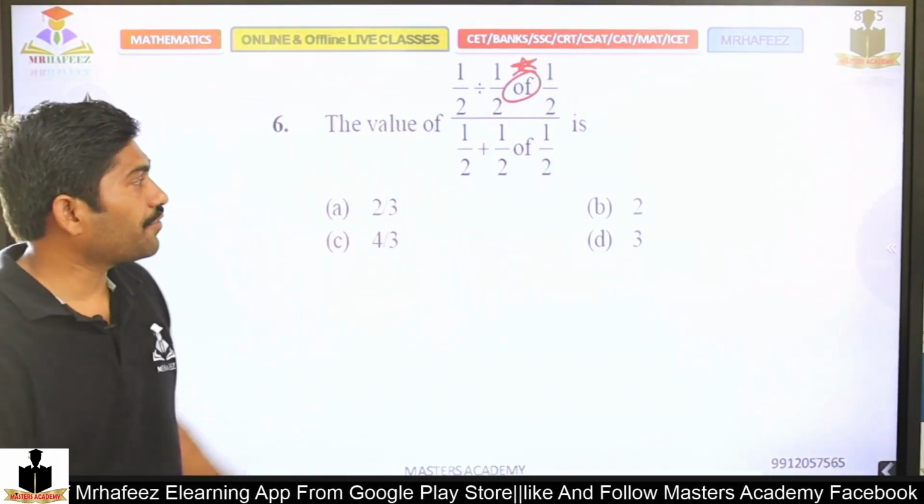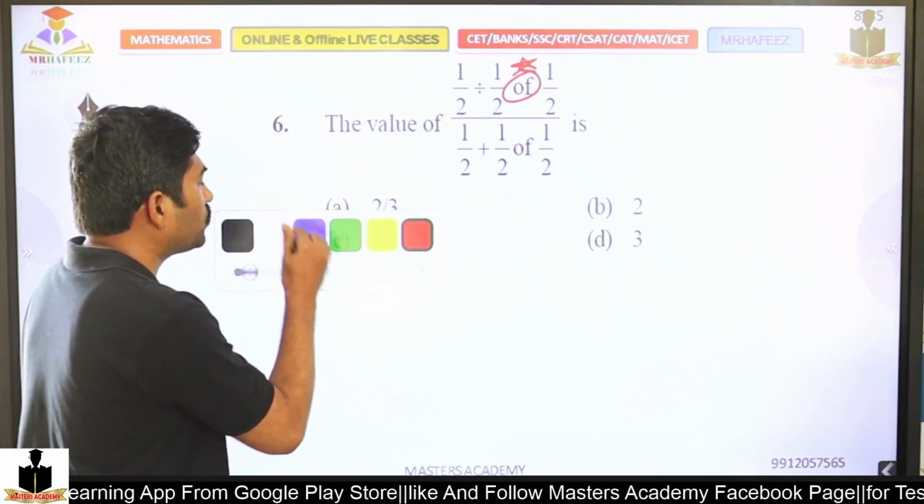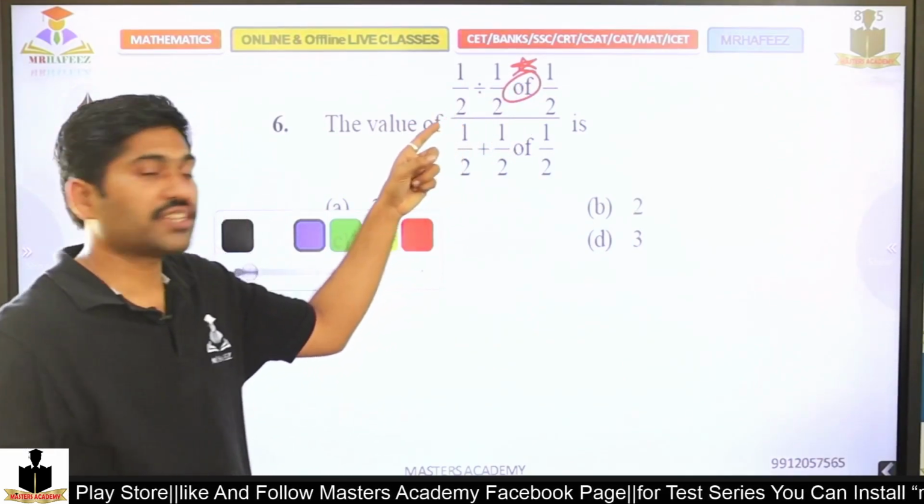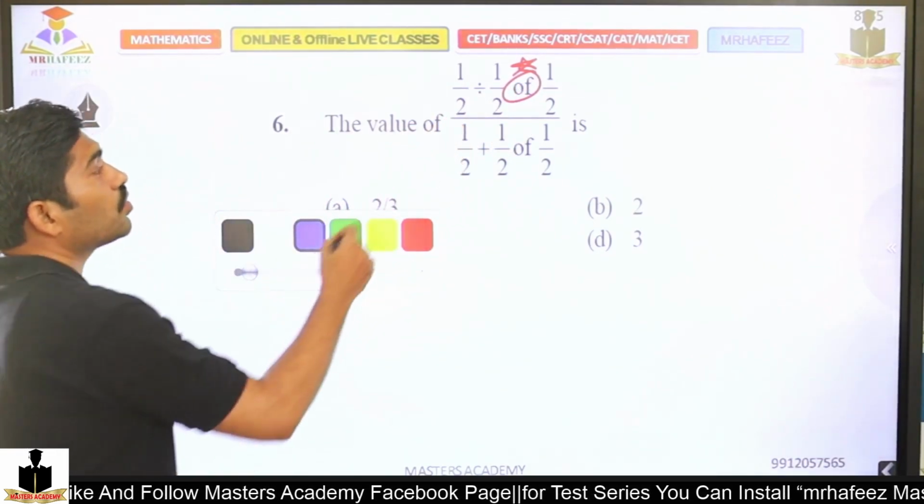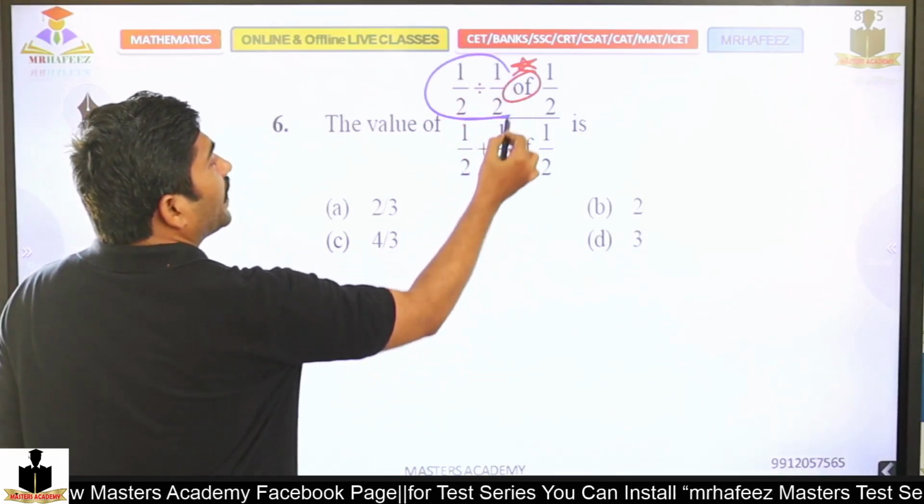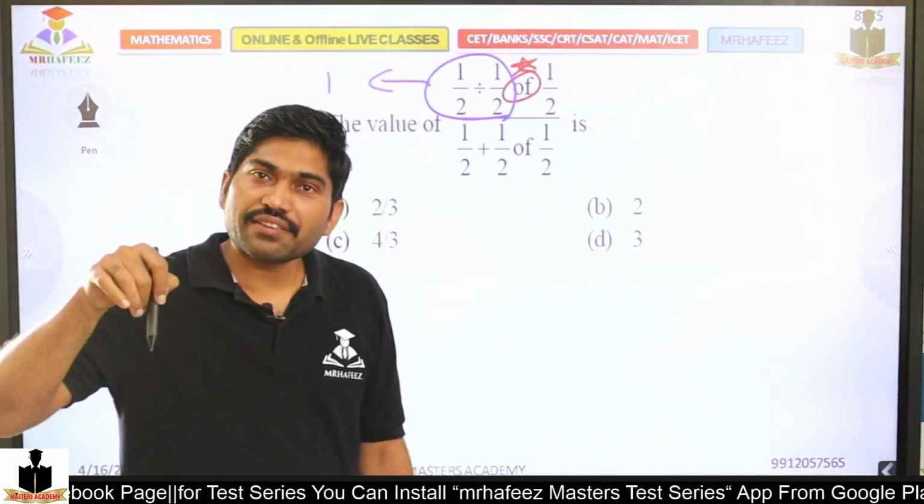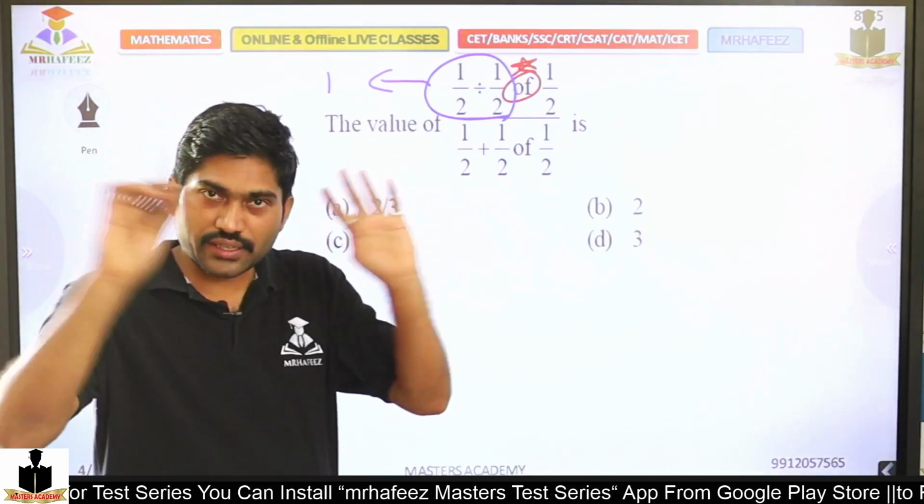Which one has to be done first? Multiplication, of, or division? Division first. So 1 by 2 divided by 1 by 2 value is 1, because dividing 1 by 2 with 1 by 2 gives 1. There is no logic in this, very simple.